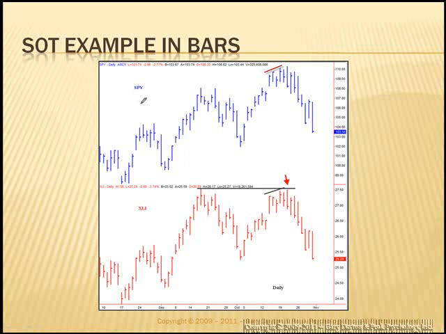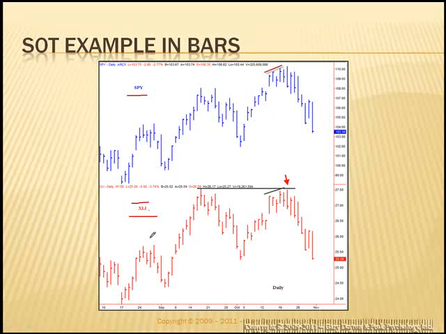Let me show you something called confirmation and non-confirmation, or better, relative weakness and relative strength. Here we have SPY, which represents the market, the American market. Here is XLI. This is a sector fund, an ETF, an exchange-traded fund representing the industrial sector, one of the 8 big sectors in the S&P.